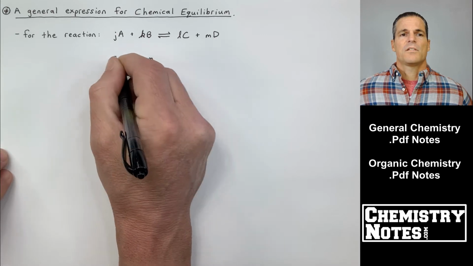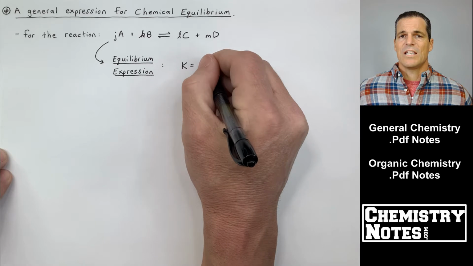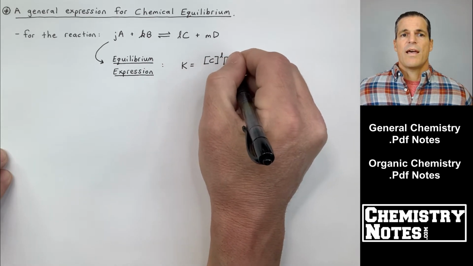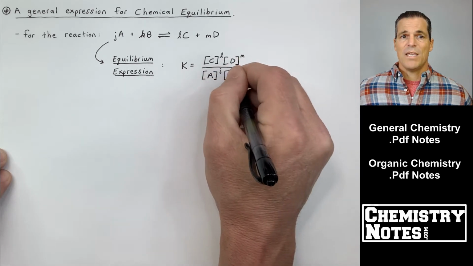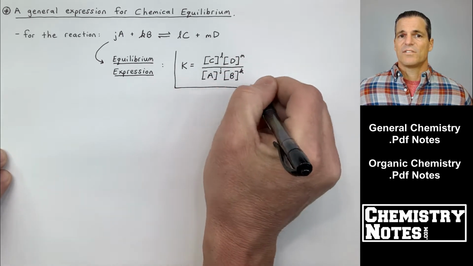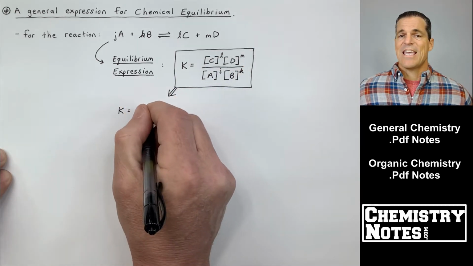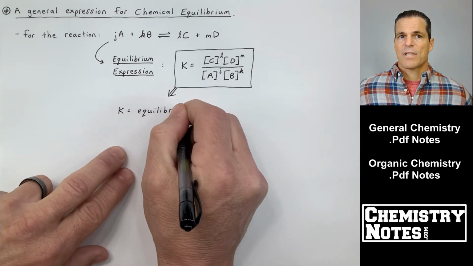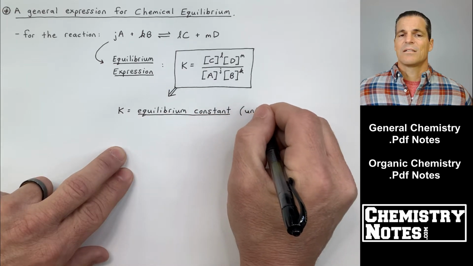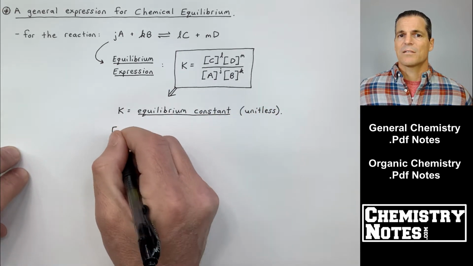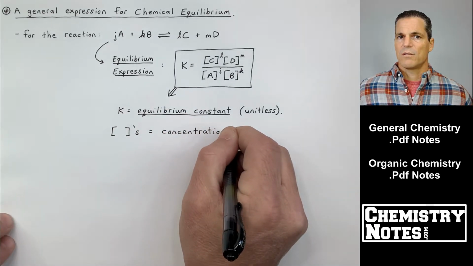Okay? So at the top of page 1 of our notes, it says a general expression for chemical equilibrium. Well, here I have a reaction, very generalized. J moles of A plus K moles of B yields L moles of C plus M moles of D. The equilibrium expression is K, that's a capital K, equals the concentration of products over the concentration of reactants. You'll notice that each product is raised to the power of its coefficient, okay?